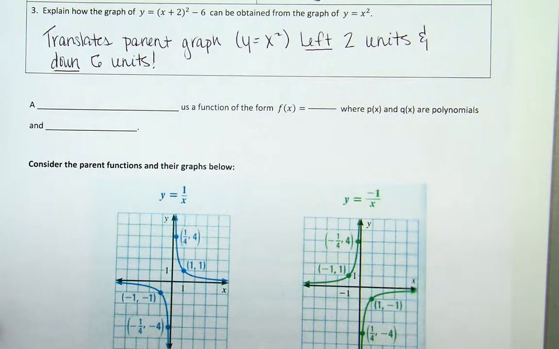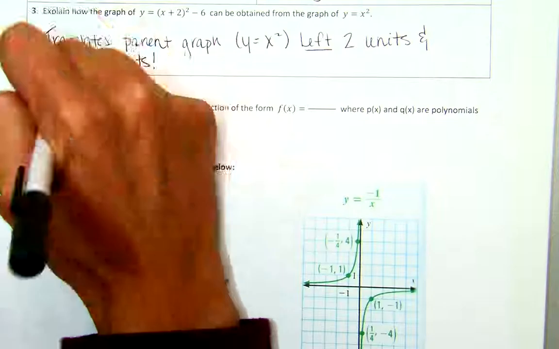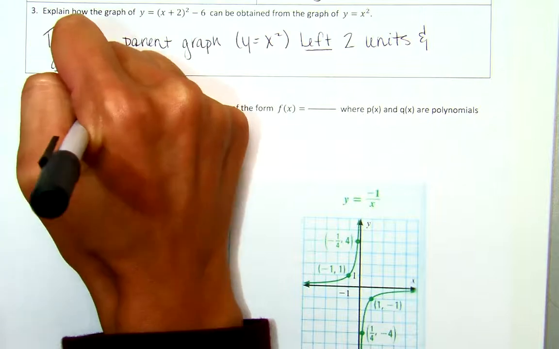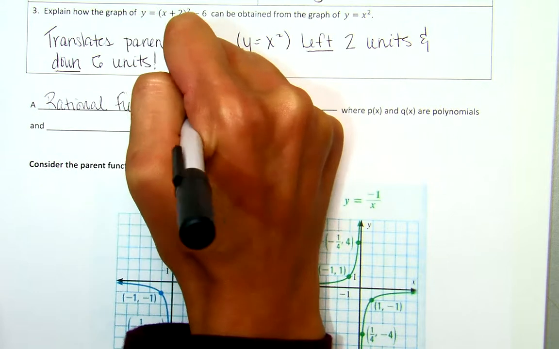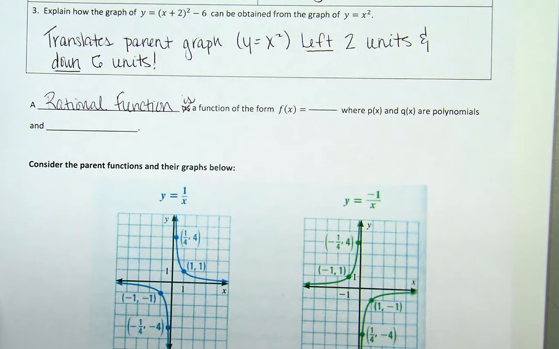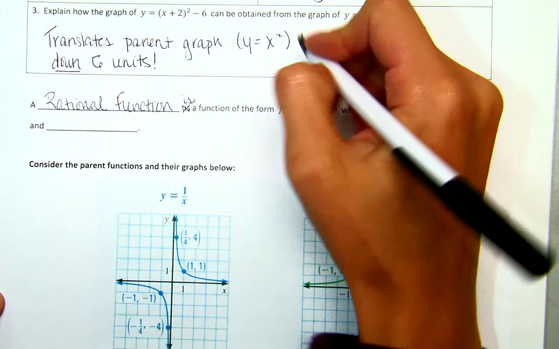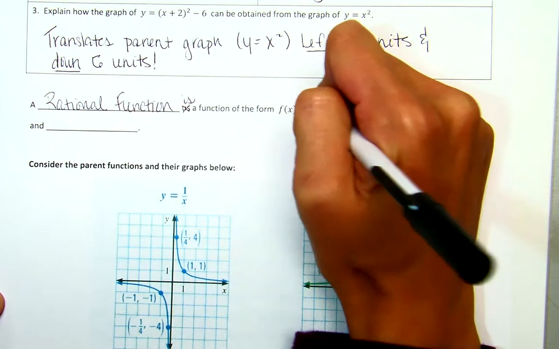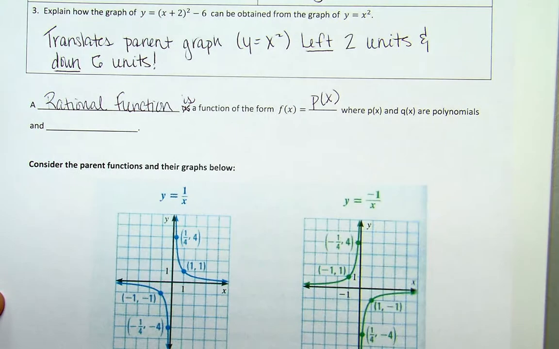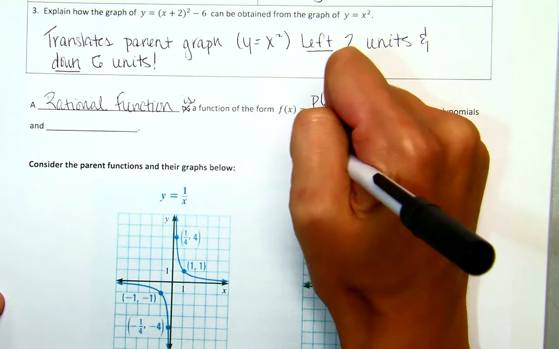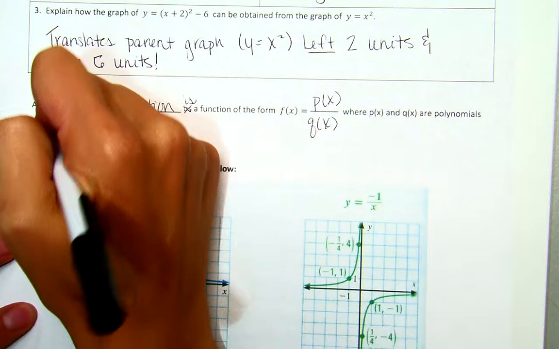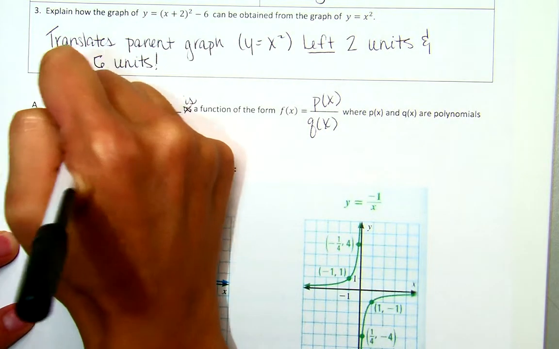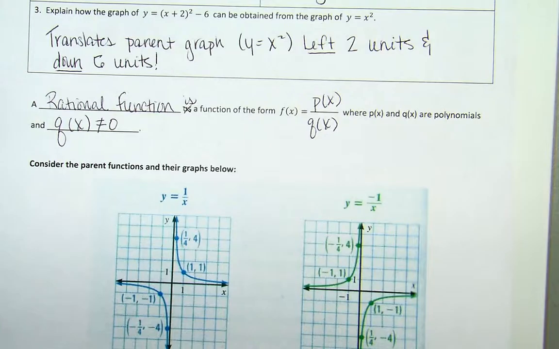So to start out, a rational function is a function of the form f of x, so we have a function here, is equal to some function we're going to call p of x over some function we're going to call q of x. And those are going to be polynomials, with q of x obviously not being able to equal 0.